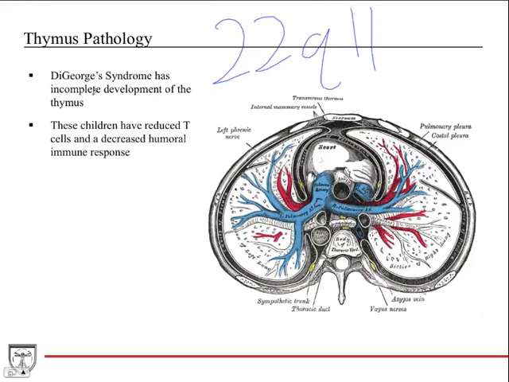22q11 deletion, chromosome 22q11, and there's a lot of complex things, but really what we'll talk about here is just for the thymus, that they have an incomplete development of the thymus, and as a result of that, it makes them immunocompromised because these children have reduced T cells, and as a result of that, they have a decreased humoral immune response. So that's something to be aware of for DiGeorge. They also have many other problems, congenital heart problems and craniofacial abnormalities and so on.